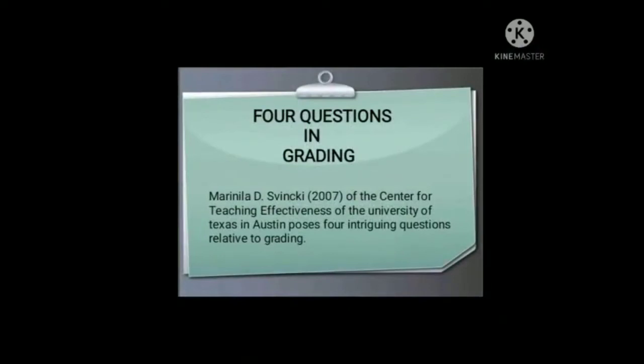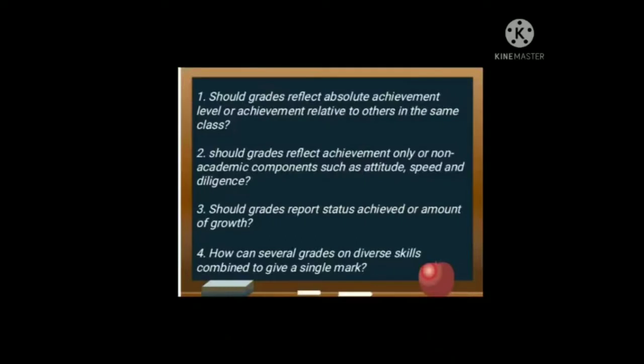Four questions in grading. Marilla D. Svinicki, 2007, of the Center for Teaching Effectiveness of the University of Texas at Austin poses four intriguing questions relative to grading. Number 1. Should grades reflect absolute achievement level or achievement relative to others in the same class? Number 2. Should grades reflect achievement only or non-academic components such as attitude, speed, and diligence? Number 3. Should grades report status achieved or amount of growth? Number 4. How can several grades on diverse skills combine to give a single mark?